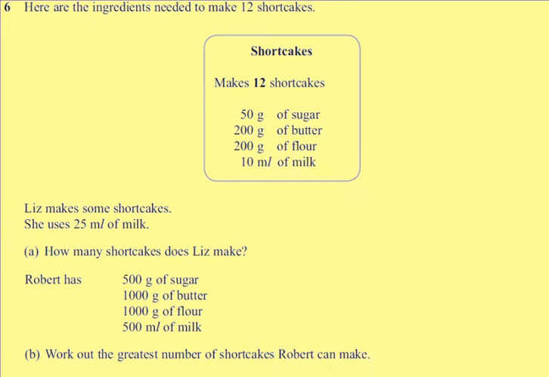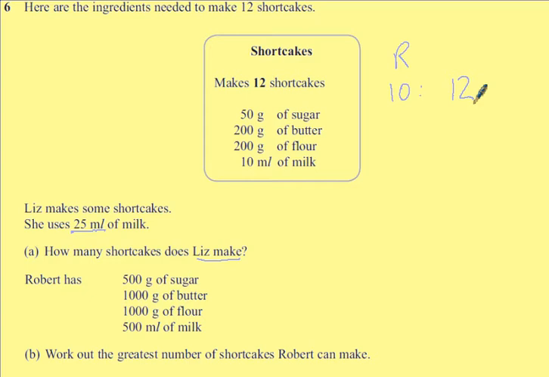Here we have a ratio question on recipes. We're told that Liz wants to make some shortcakes and she's going to use 25 millilitres of milk. We want to calculate how many shortcakes Liz is going to make. Well, we know that the recipe calls for 10 millilitres of milk, and that's going to make us 12 shortcakes.